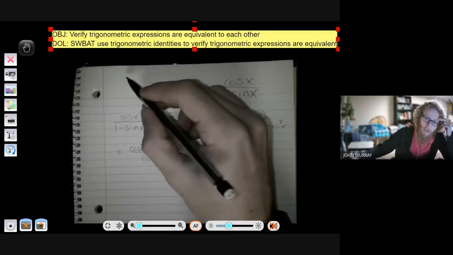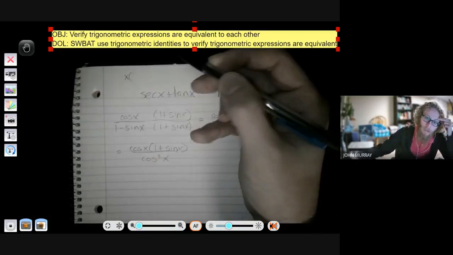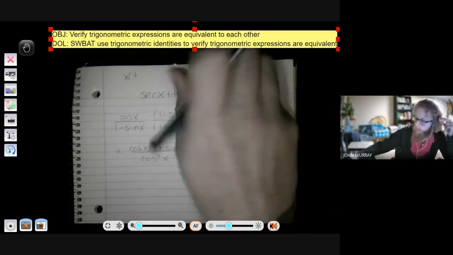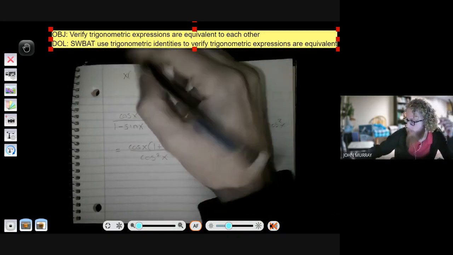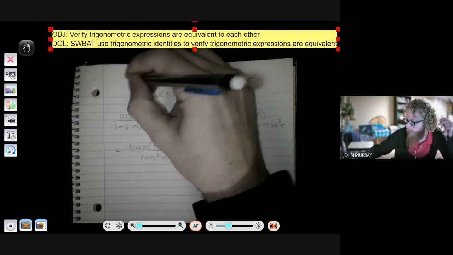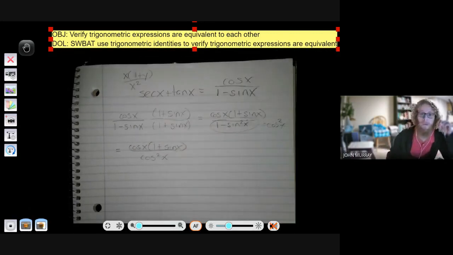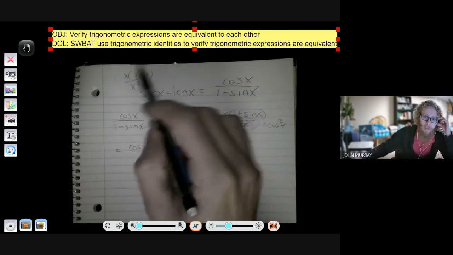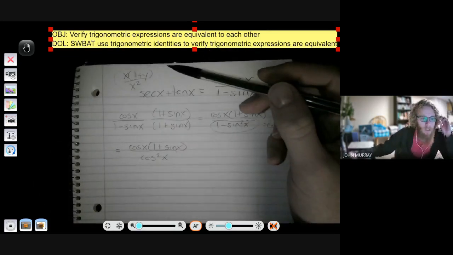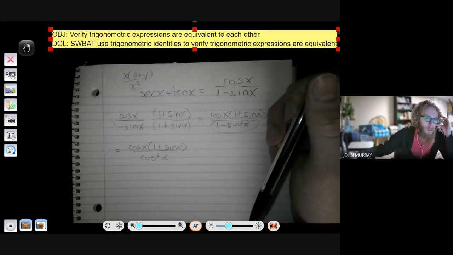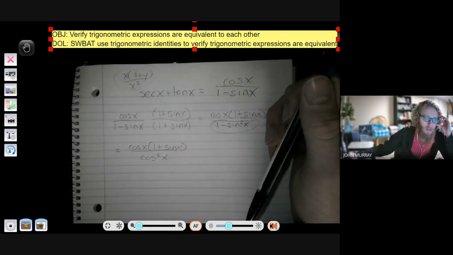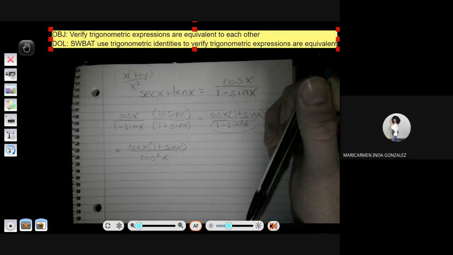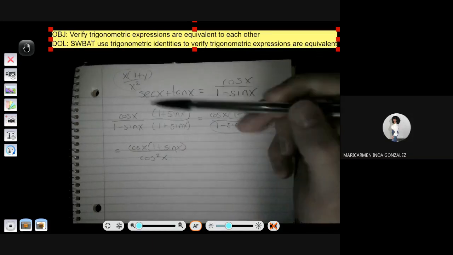Let me ask you this. What if I had something that looked like this? If I have x over 1, x times 1 plus y over x squared, what can I do to simplify this expression? What's something that you see that we can simplify? Factor out a cosine, or maybe do distributive property.